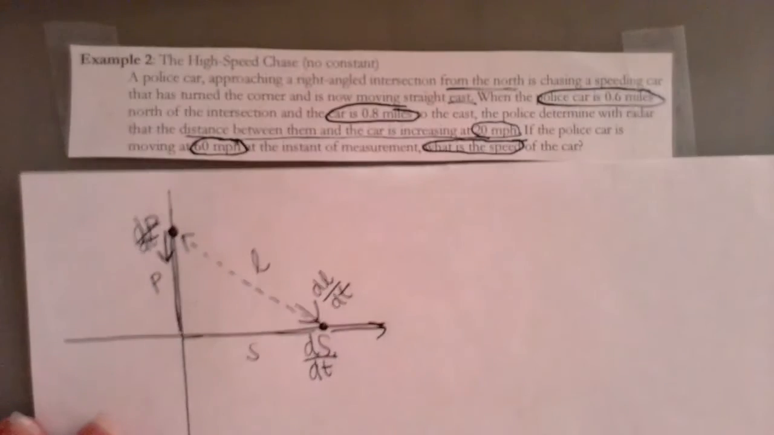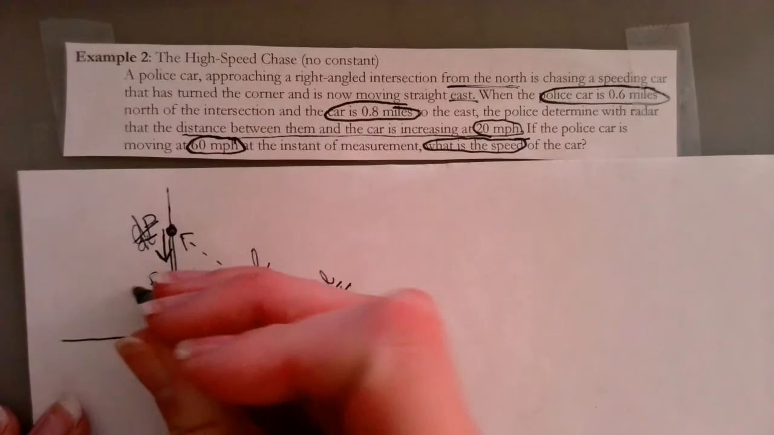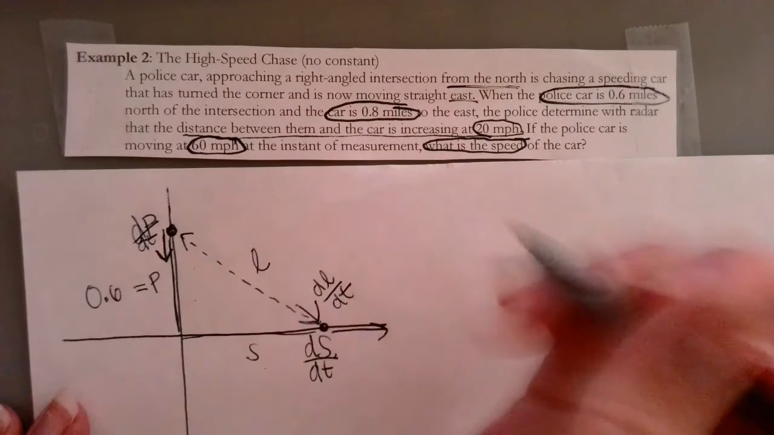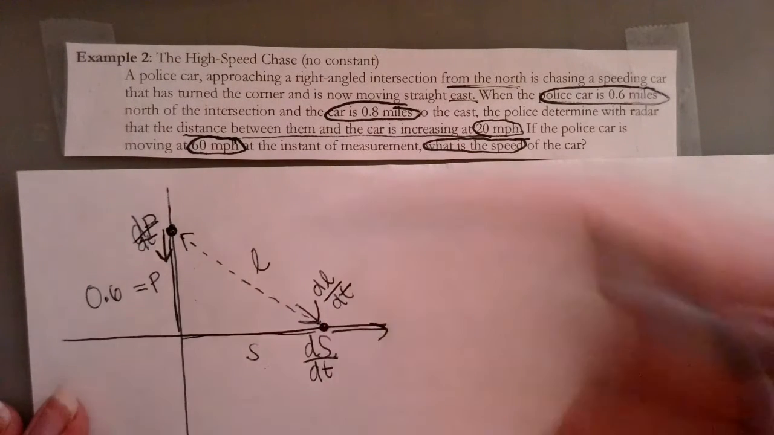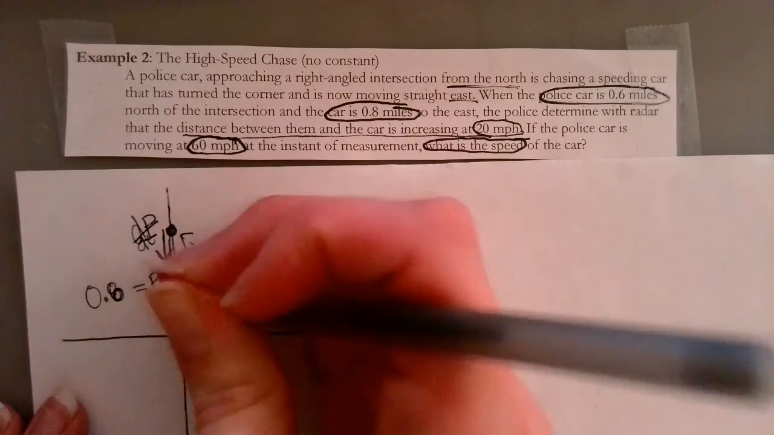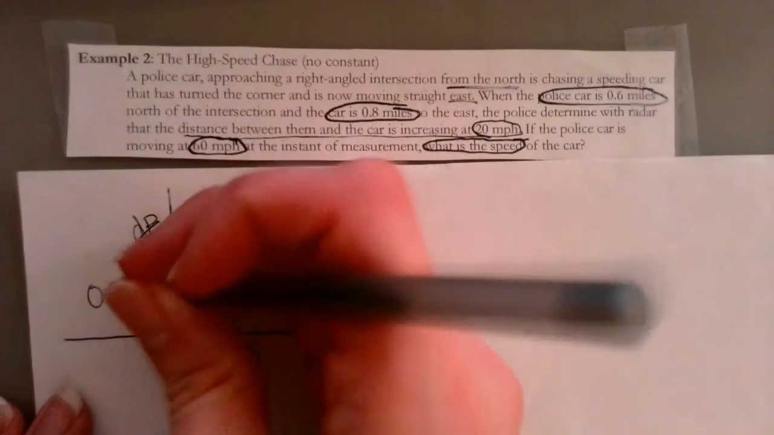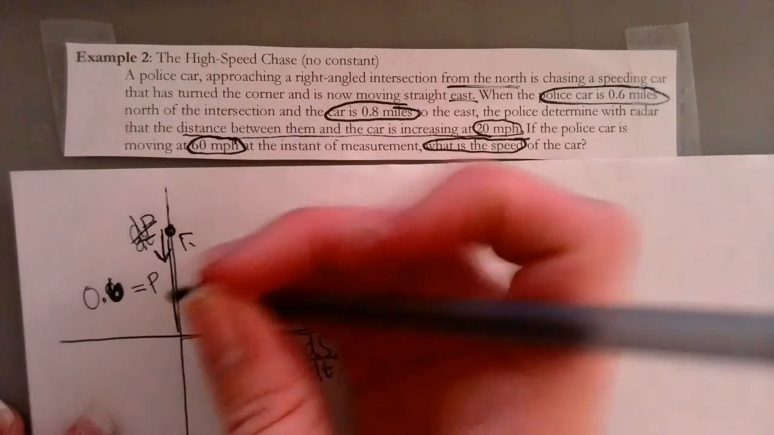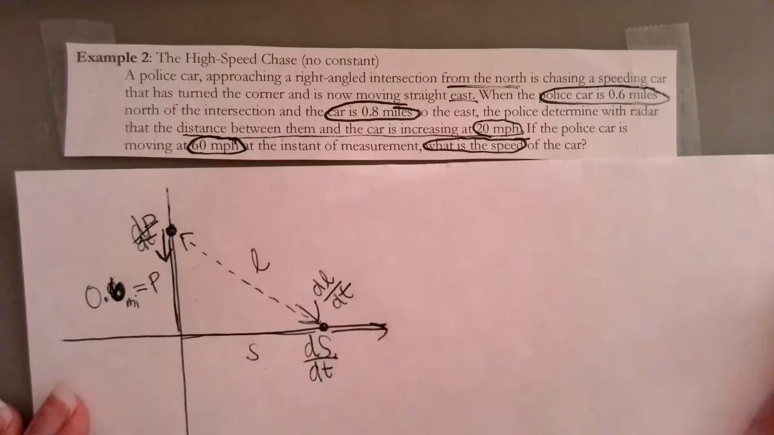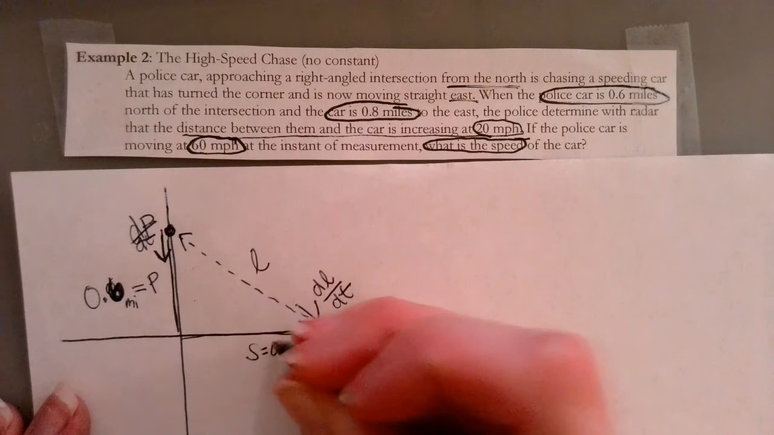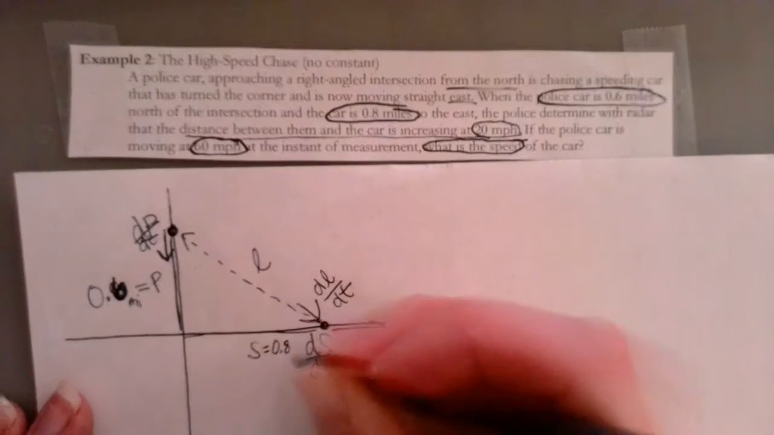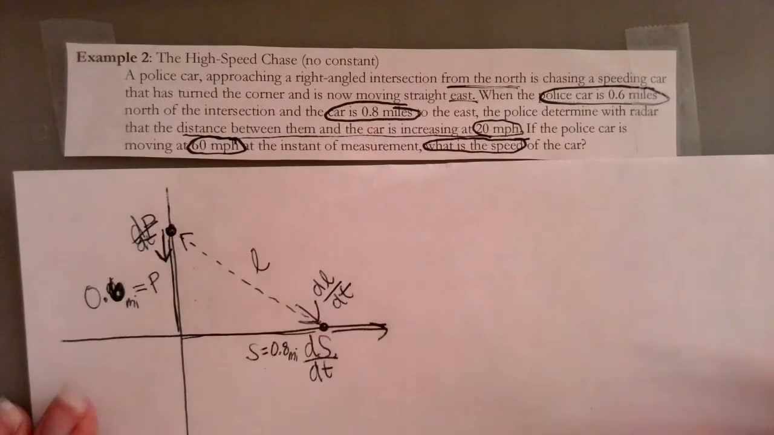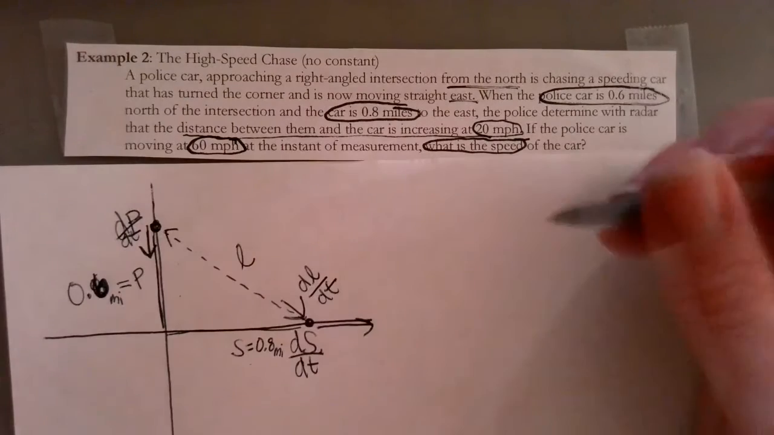At the moment, we've been given some information. P, the police car, is 0.8, I'm sorry, 0.6. The police car is 0.6 miles to the north. The speeding car is 0.8 miles to the east. And at this point, I should notice that I have not been given L, but that is something I can solve for.